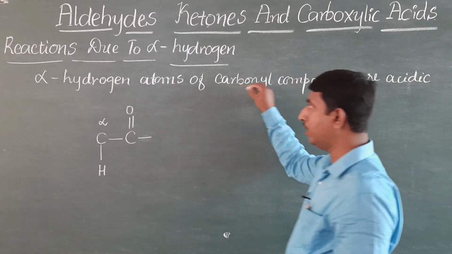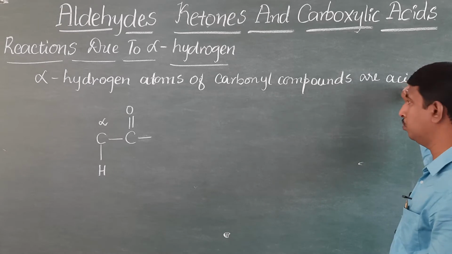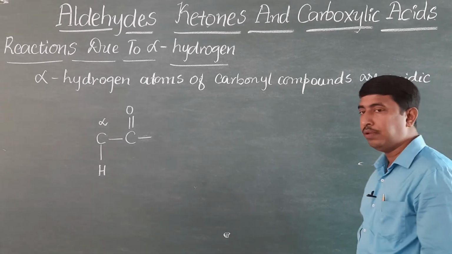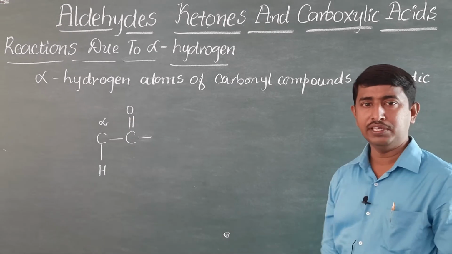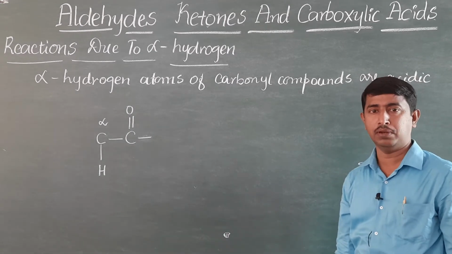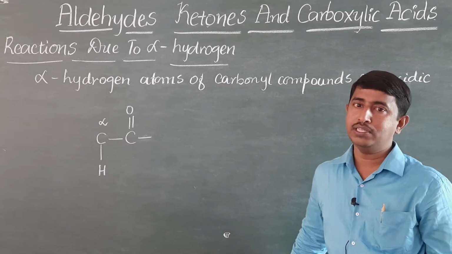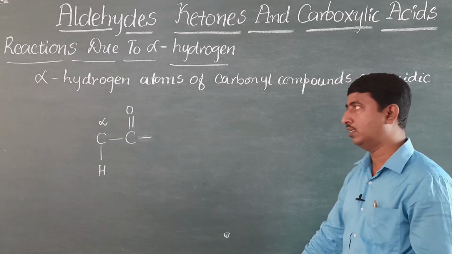Now these alpha hydrogen atoms of aldehydes and ketones are found to be acidic. What do you mean by acidic nature? Acidic means hydrogen which can be removed in the form of H plus. So any substance, if it produces H plus ion, then it is called as an acid.